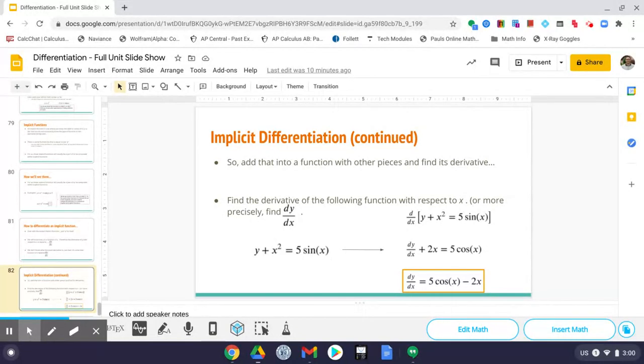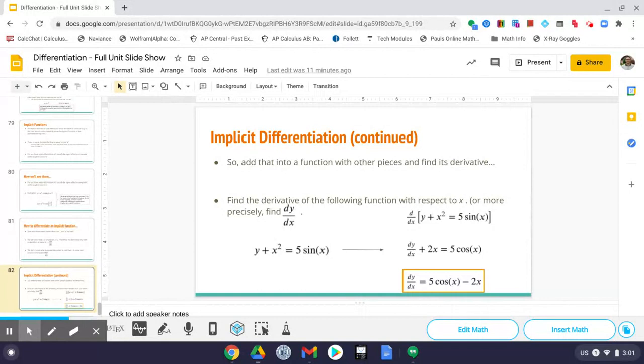If we add y into a function that has other pieces and we want to find its derivative, specifically with respect to x, basically what I'm trying to say is, all right, I have this equation. I want to find dy dx. I know that there's a function that lives here. I know y is defined as a certain function. And so I want to find its derivative, dy dx.